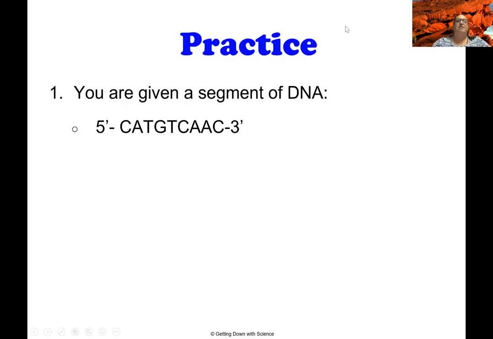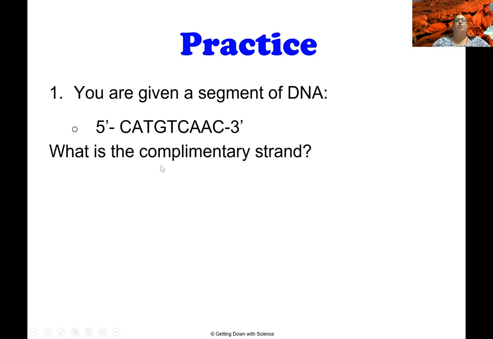Okay, so here's practice. You're given a segment of DNA, 5', C, A, T, G, T, C, A, C, 3'. Okay. What would be the complementary strand? So what would pair? So think about it. We go from 5' to 3'. C is going to pair with, A is going to pair with, T is going to pair with. You get the concept. So that's how you determine the complementary strand.